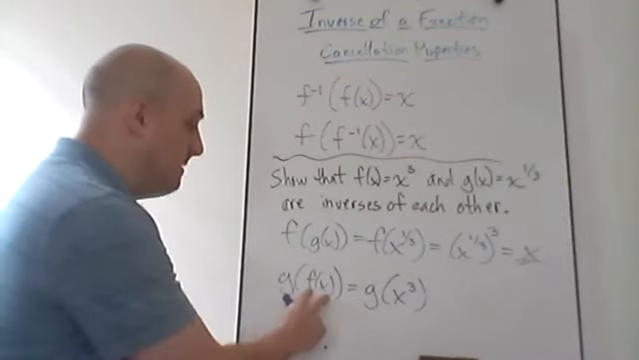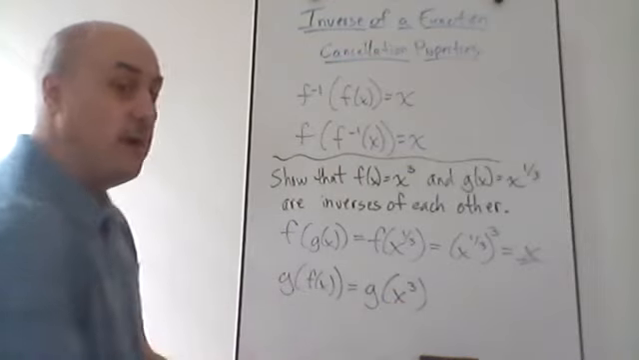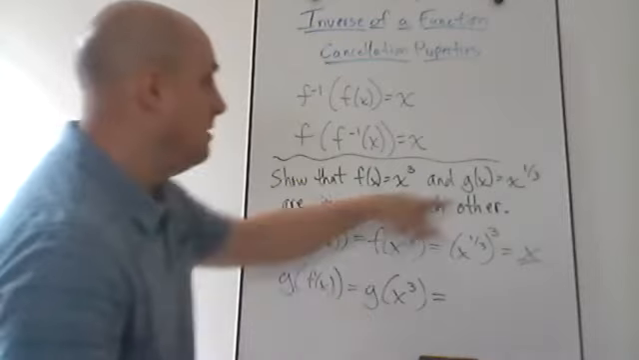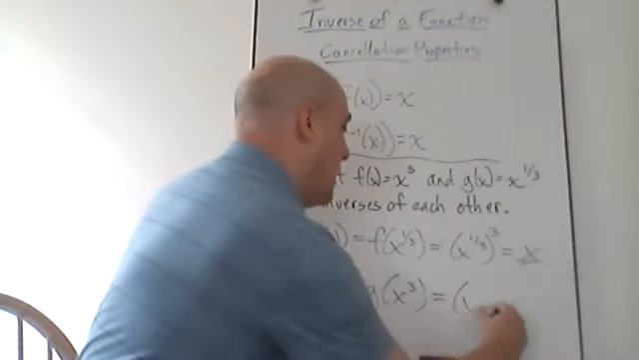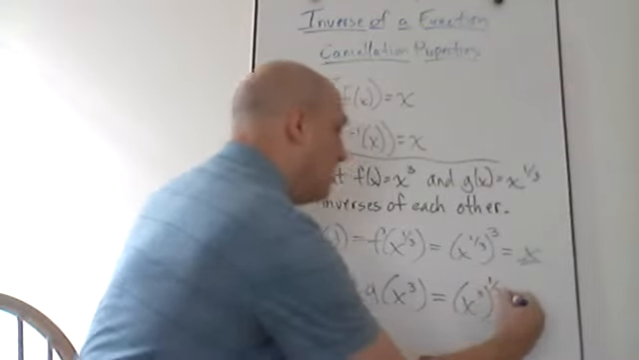I'm replacing the f of x here in these parentheses with what f of x is equal to, which is the x to the 3rd power. And then I go to my g function, which says whatever's in the parentheses, I raise to the 1/3 power. So I'm going to get x to the 3rd power, that's what's in the parentheses, raised to the 1/3 power.